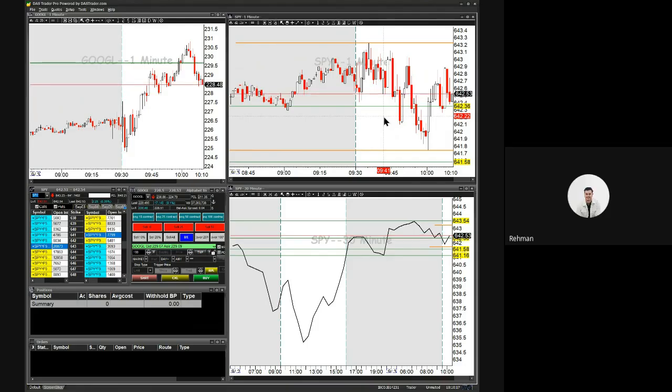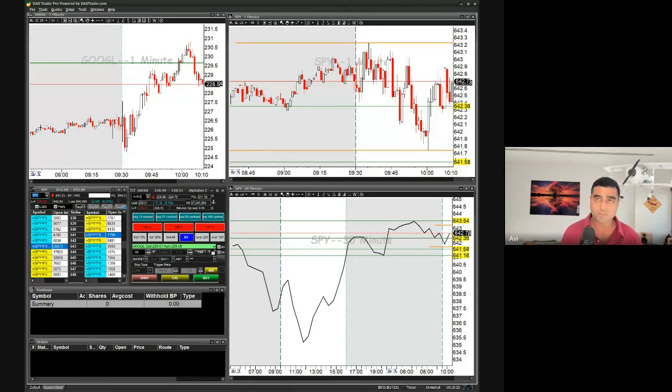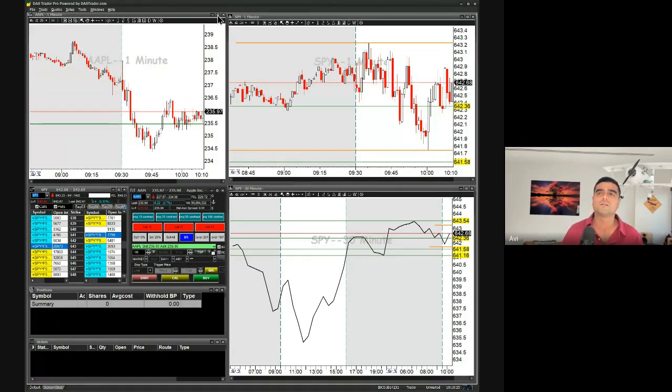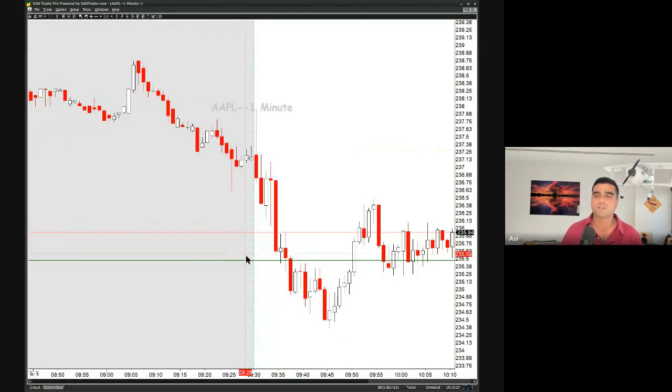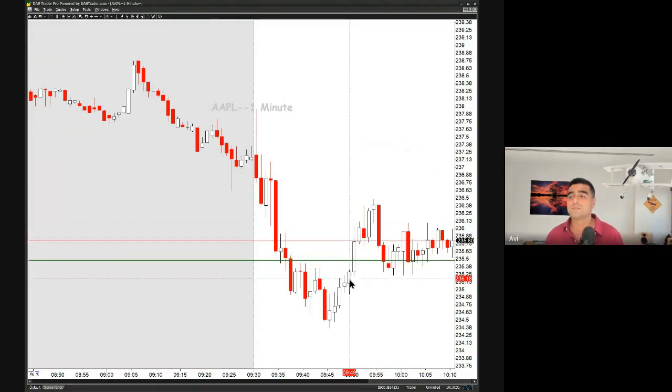Yeah, Avi, thoughts on Apple reversing? Apple did reverse, didn't it? Oh yeah, it did. That's an area that we identified as support. What's cool is it so far looks like a false breakout. Let's see. It got through it, and then it got choppy. Generally higher lows. Tough one, huh?